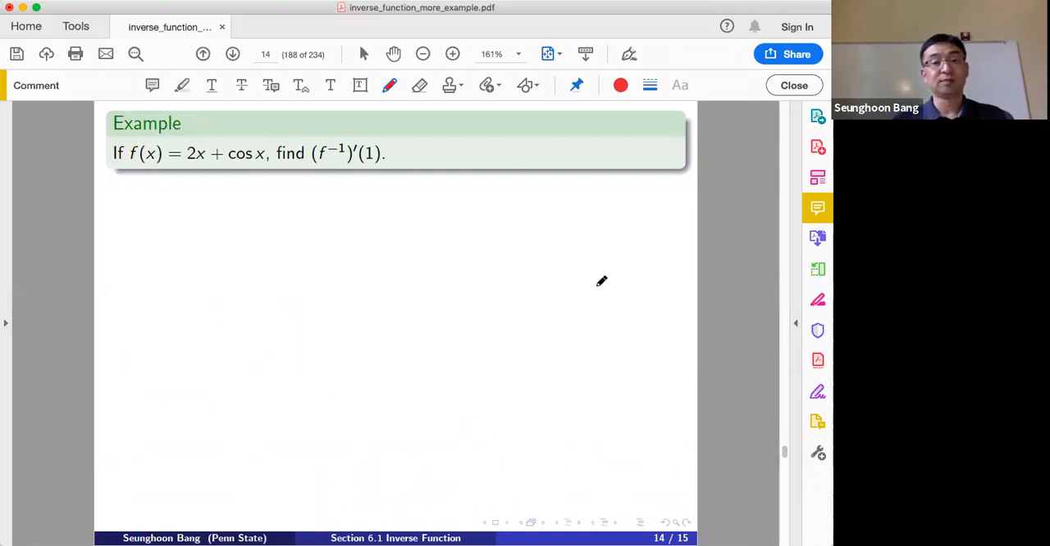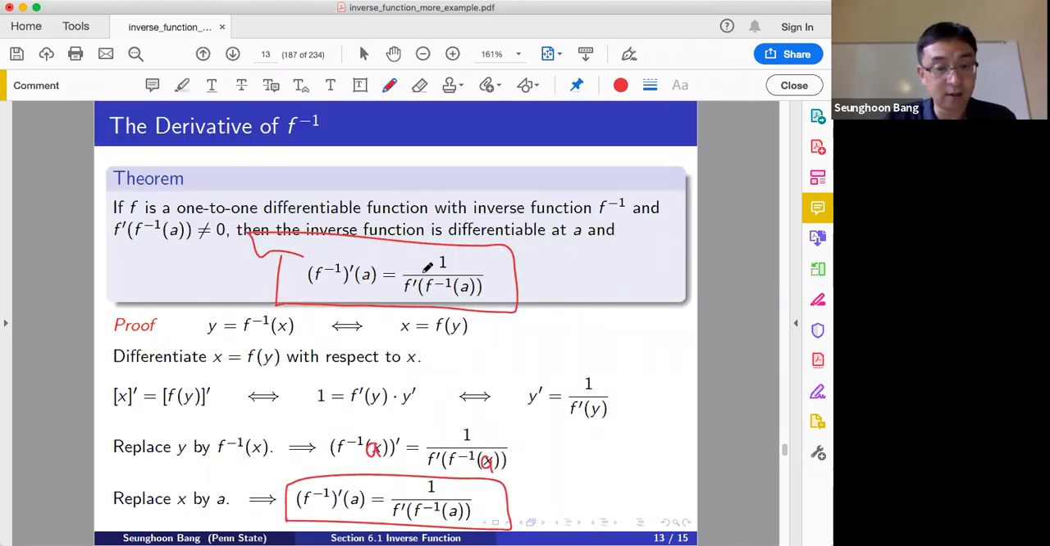When you use this kind of formula, be really careful. What's that? The function f must be a one-to-one function. In this case, we have this assumption. If f is one-to-one, you can use the formula. If f is not one-to-one, you cannot use it.